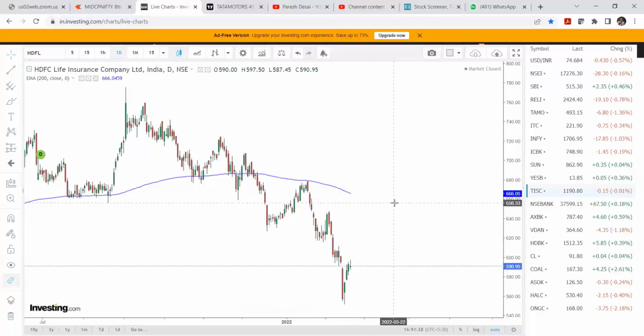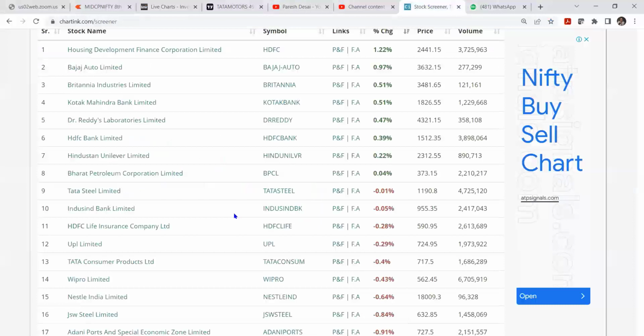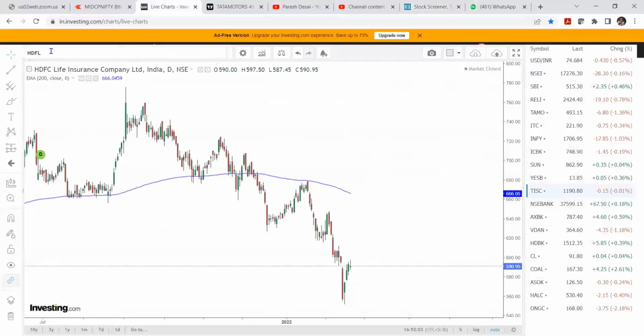And now if the stock starts moving above the 200-day EMA, then it would be an even better confirmation, or you can say that you can keep it for an even longer time duration. Okay, so I'll see one or two more stocks before we continue. So Wipro, let me take Wipro.